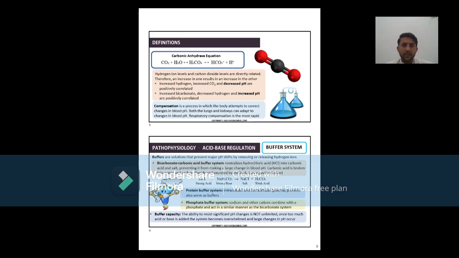Buffer capacity, the ability to resist change in pH, is not unlimited. Once too much acid or base is added, the buffer becomes overwhelmed and a change in pH occurs, because compensation is a slow process and takes time. For example, with sodium bicarbonate, the kidney helps to absorb or excrete it in the urine to neutralize the acid.